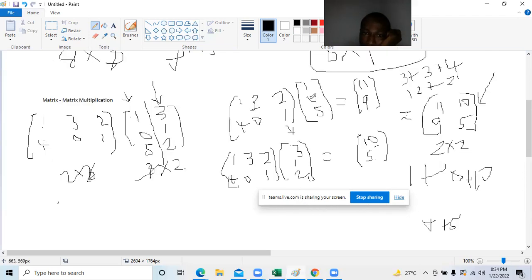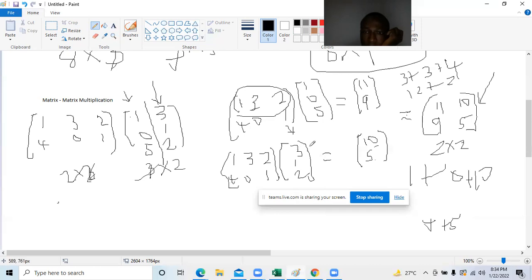In matrix-vector multiplication, we take this row and multiply it by this column to give us this. So 1 times 1 is 1, plus 3 times 0 is 0, plus 2 times 5 is 10. So that's 1 plus 0 plus 10. That gave us 11. So 4 times 1 is 4, plus 0 times 0 is 0, plus 1 times 5 is 5. That gave us 9. 1 times 3 is 3, plus 3 times 1 is 3, plus 2 times 2 is 4. That gave us 10 here.